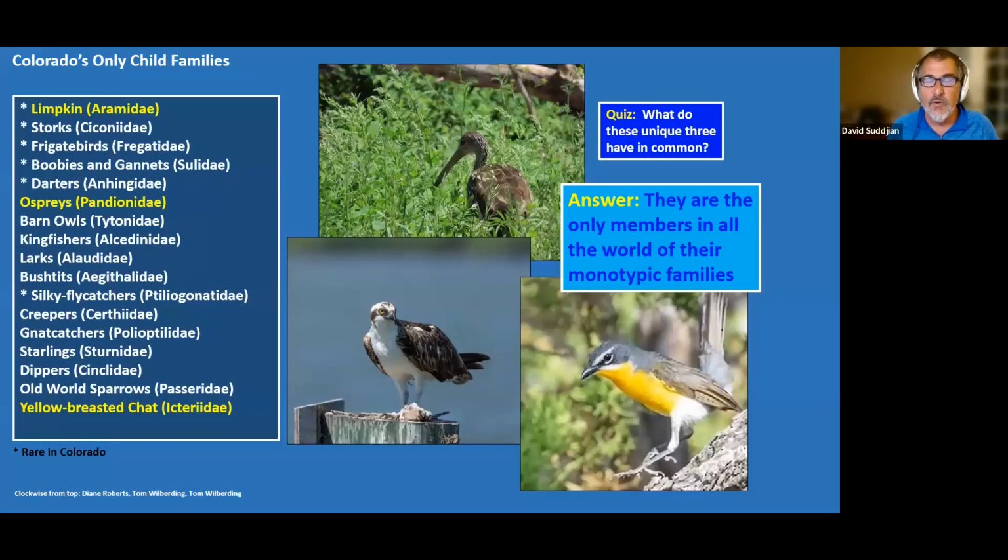I think that's kind of cool. I think there's 27 or so different families worldwide that are represented this way by just one species. So it's kind of a rarity out of all the world families, which is something on the order of 250 or so families of birds in the world. So these are special birds. So next time you see an osprey or yellow-breasted chat, remember that they are members of monotypic families. And you can, again, amaze your friends and relatives with that little factoid there.